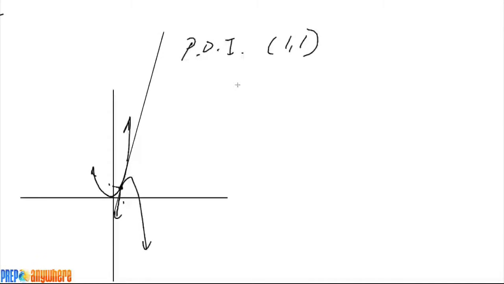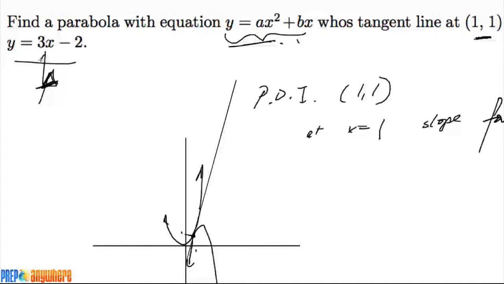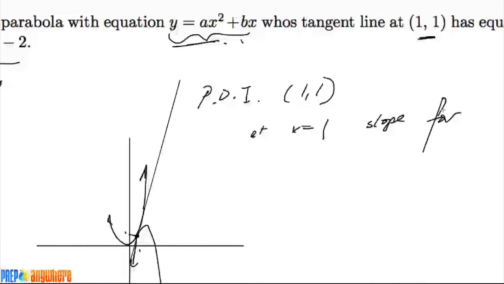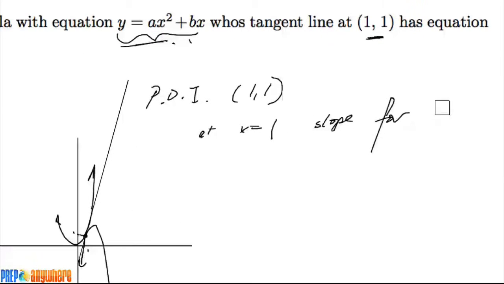But also at x equals 1, the instantaneous slope for the parabola is 3. It's got to be 3. Okay, so with this point, I can plug it into the equation. So I can say, well, when x is equal to 1, y is equal to 1. So 1 is equal to a plus b.